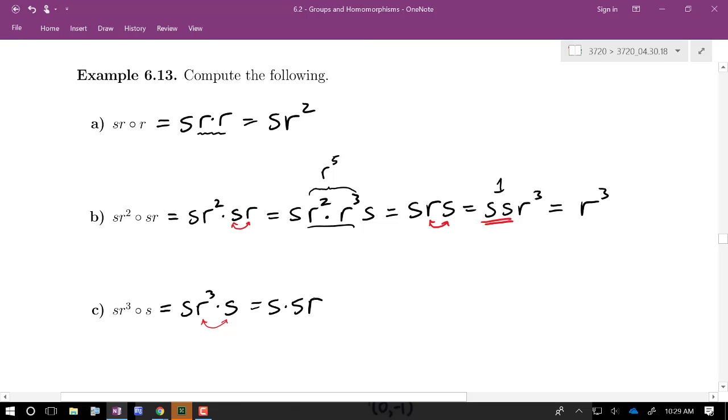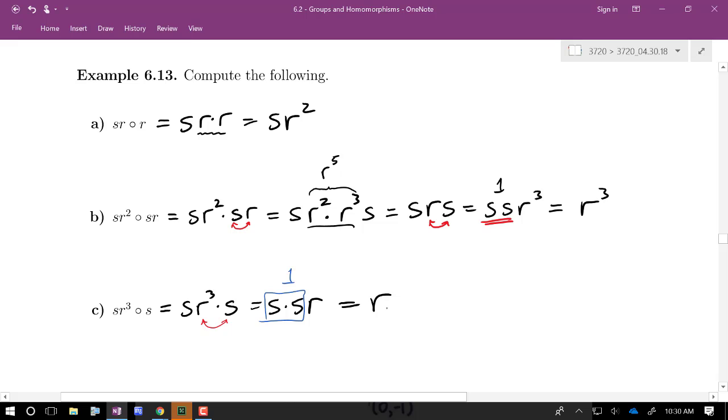Yes, SR. Exactly. So I can flip these, but I have to replace the R cubed with its inverse, and the inverse of R cubed is R. Think about the inverse as something that gets you back to the identity. So if I have rotated 3 times, the way I get back to the identity is to rotate once more, right? So I can flip them, and R cubed S becomes SR, and S times S, like in the last example, is just 1. And so this becomes R.